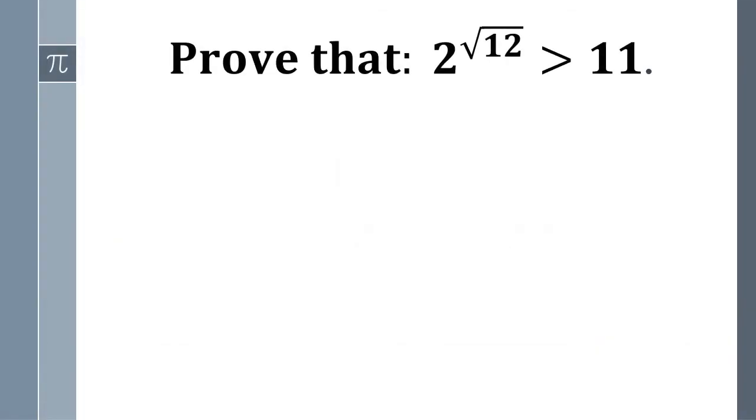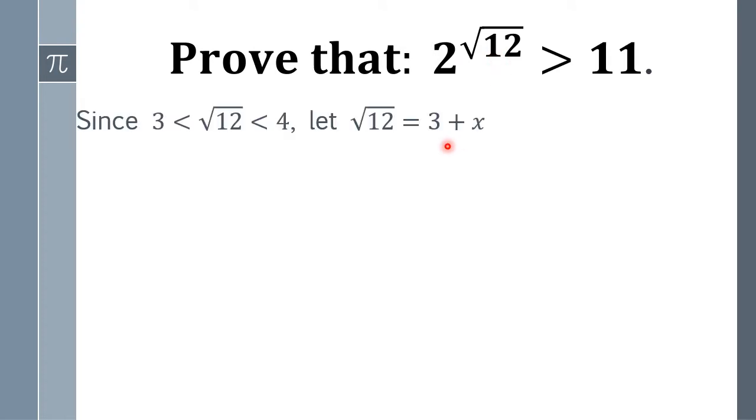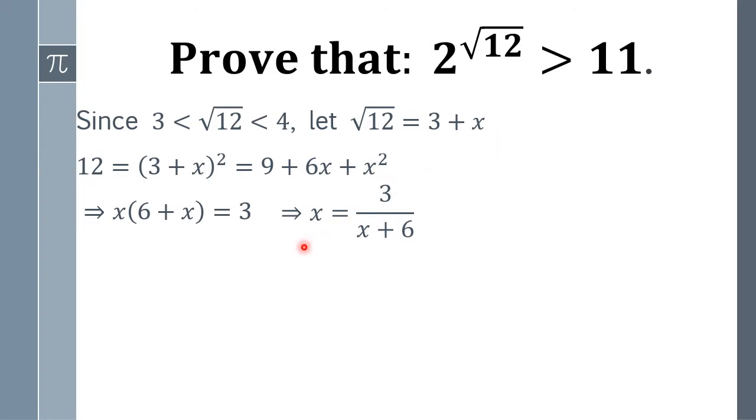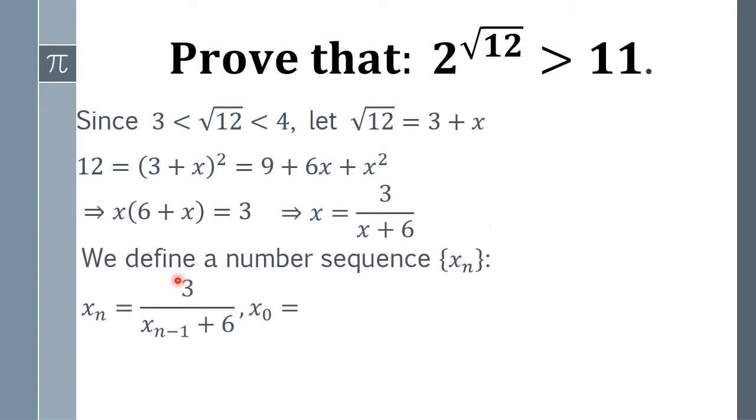Similar to what we did before, since square root of 12 is a number between 3 and 4, we write it as 3 plus x. After a few steps of manipulation, we can get x is equal to 3 over x plus 6. Then, we define a number sequence xn, in which xn is equal to 3 over xn minus 1 plus 6. And we need to choose a number as x0.